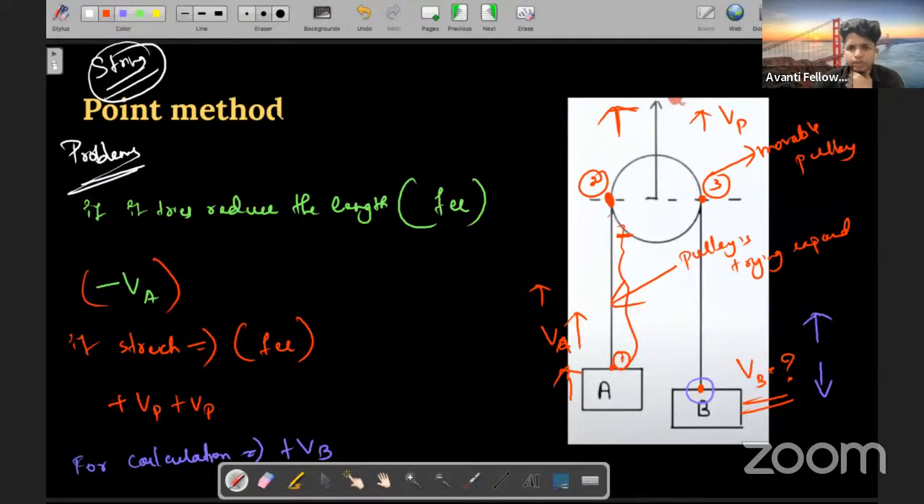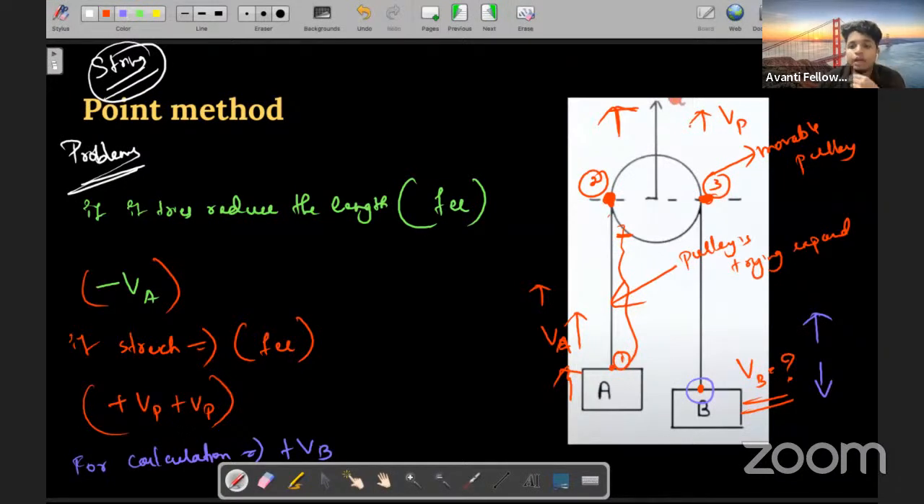Let me know, North Canada students. Yes. Now, over here, as I said, we need to calculate on 2 points. Since we are talking about the point method, it's a trick to find out VA. So here there are 2 points, and the string stretches from here and from here. For that reason, I'm writing 2 VPs.